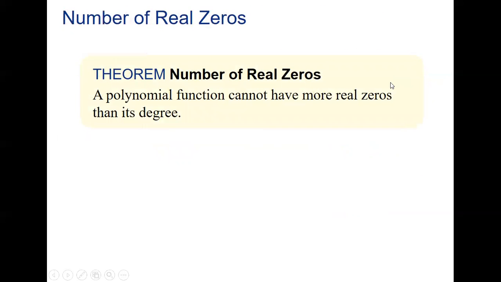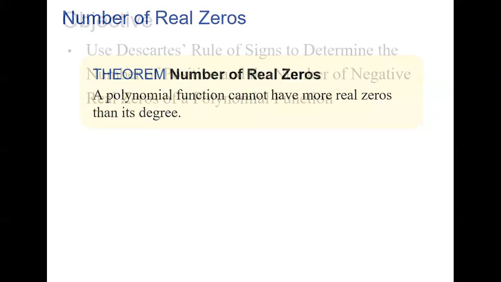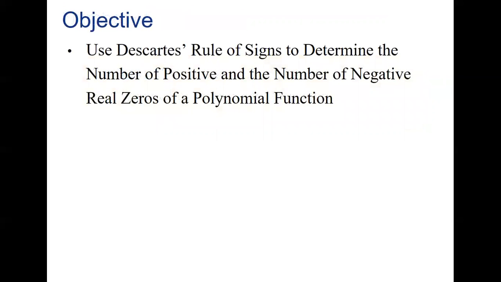All right. Now we're on to our numbers of real zeros. A polynomial function cannot have more real zeros than its degree, right? So what that is saying is if I'm a degree of 3, what's the most number of factors I should have? 3. Right? I'm a degree of 5. The most factors I should have is 5. But I can't have less than that.